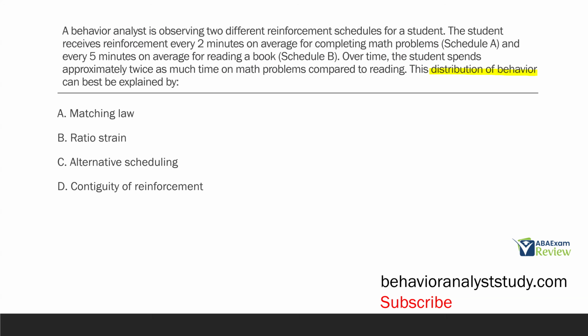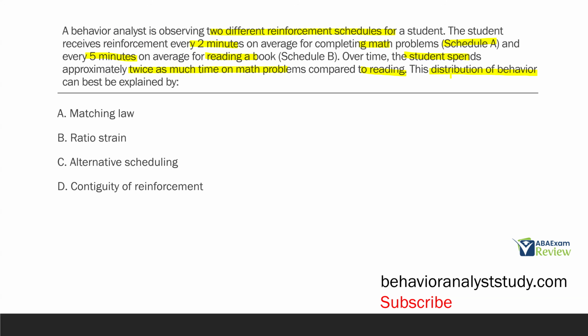We're talking about the distribution of behavior. And what do we mean by that? We mean the student is spending twice as much time on math compared to reading. Now, why might that be happening? Well, we have two schedules going on at the same time, and the student knows they'll get reinforcement every 2 minutes for math, but only every 5 minutes for reading. So how are they going to contact reinforcement more and quicker? Well, they need to stay on schedule A. They will spend more time where they're going to receive that reinforcement quicker and more often.